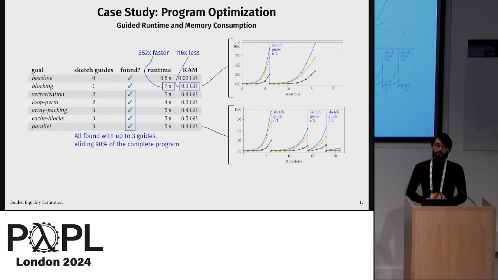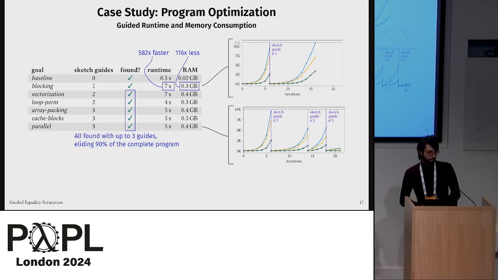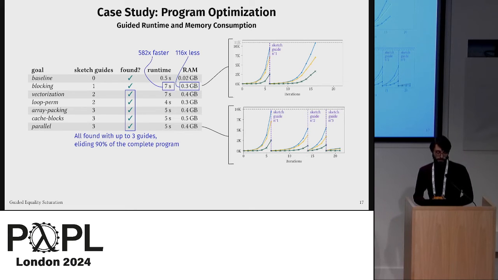Now, if we use our guided equality saturation technique, we can find all of these optimizations with at most 3 guides. And each guide is eliding about 90% of the complete program, so it's 10 times smaller. We can also compare the runtime and memory consumption for the second goal because it was the most complex one that was found without guidance. And with a single guide, we are actually able to find this optimization 582 times faster using 116 times less memory.